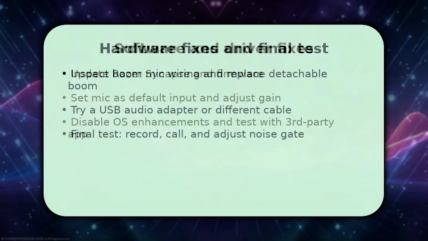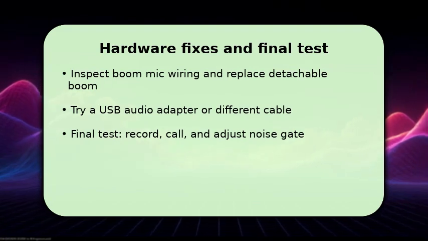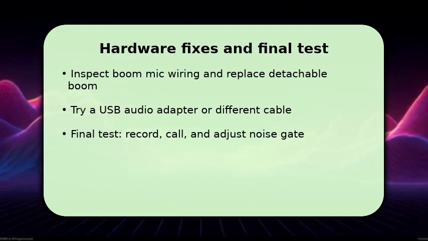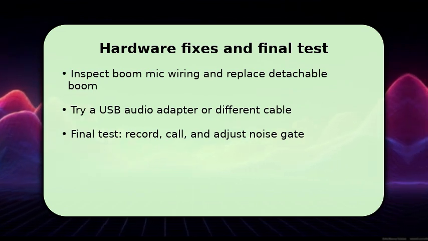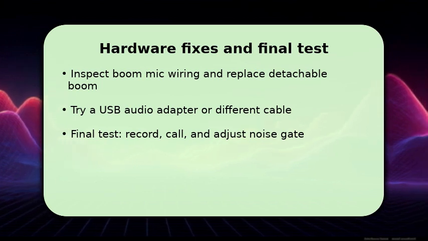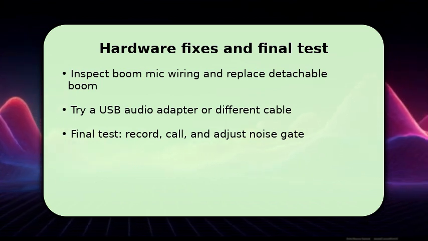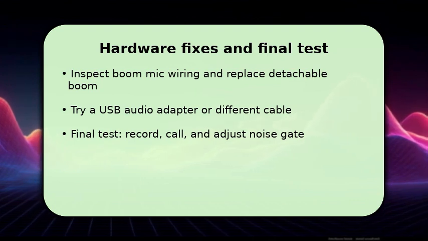Finish by ruling out remaining hardware faults. Check the boom joint for damaged wires and wiggle the cable while recording to locate breaks. Replace the detachable boom or cable if available. If using analog port, try a USB audio adapter or another cable to bypass a faulty jack.